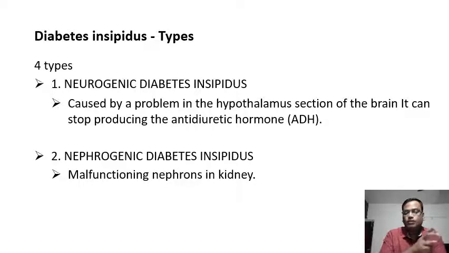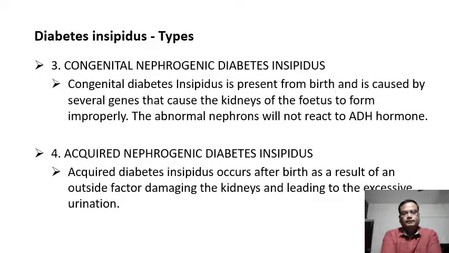Now ADH hormone decides how much water is to be reabsorbed from the primary urine and how much not to absorb. So if ADH is not working properly, it will start absorbing a lot of water from the primary urine, and that will ultimately be urinated in the form of urine. Now, nephrogenic diabetes insipidus. The third type of diabetes insipidus is congenital nephrogenic diabetes insipidus.